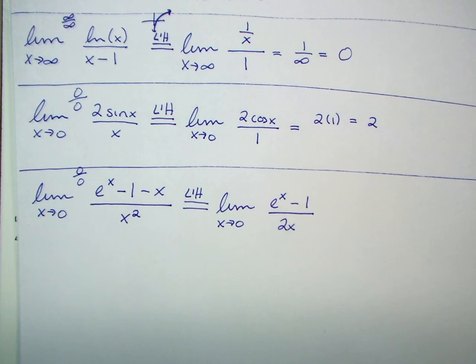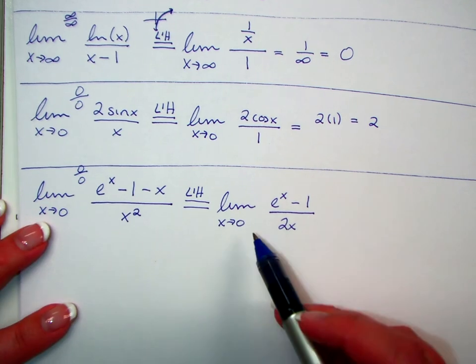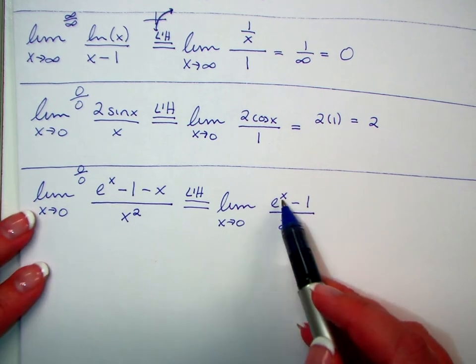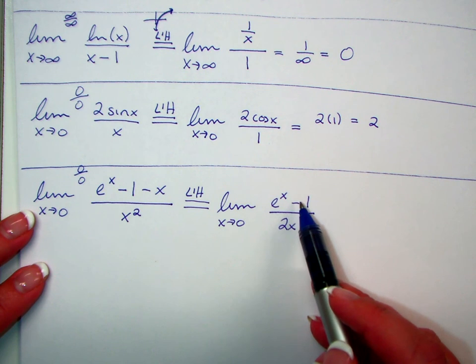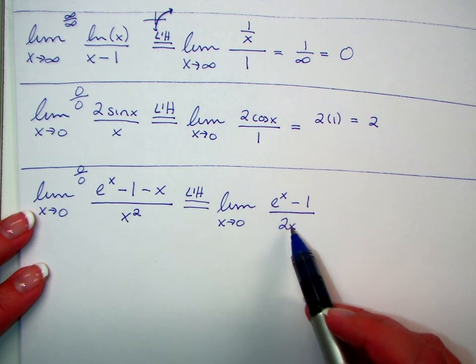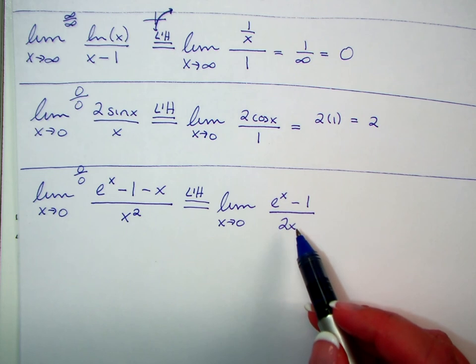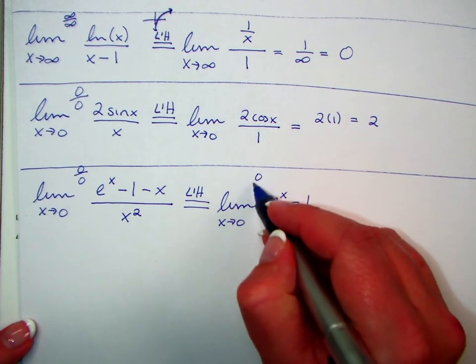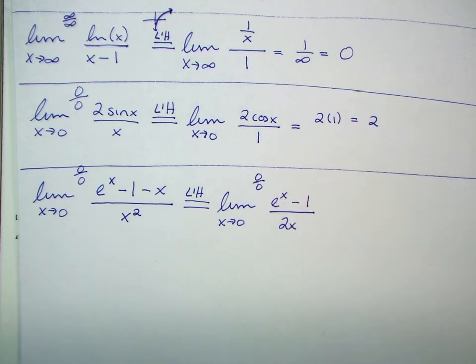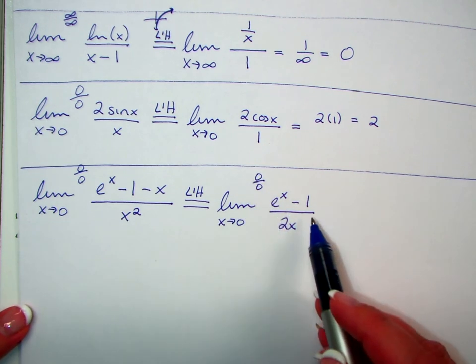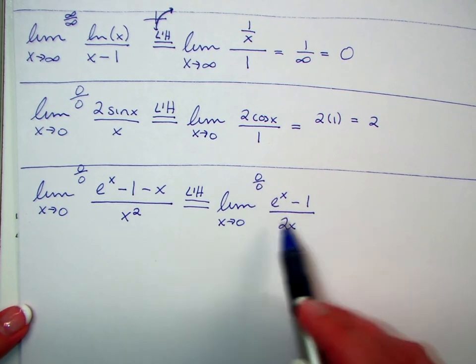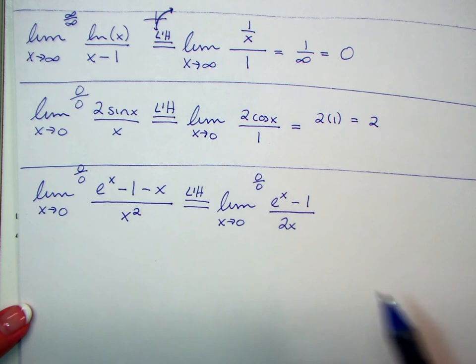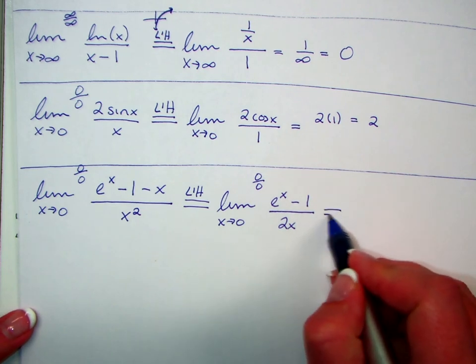So what happens if we plug 0 in there? We're going to get e to the 0, which is 1. 1 minus 1 is 0. Uh-oh. The bottom is also 0. So it's not that L'Hopital's rule didn't work. It's just we still have an indeterminate form. So if we have an indeterminate form, we can just apply L'Hopital's rule again, and just keep applying it until you get a determinate form.